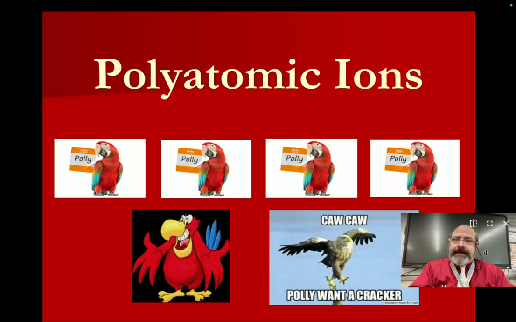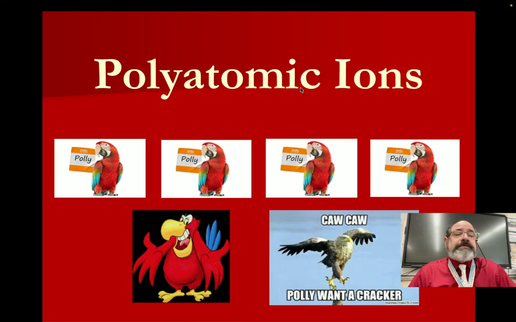Polyatomic ions. So if you see a big word, what do you do? You break it down into smaller pieces. Polyatomic. Poly means many. Polygon, polynomial, many. Polly wants a cracker. There's many polys. See? So poly, many atoms. Well, of course there's many atoms. No, these are many atoms together as one ion.